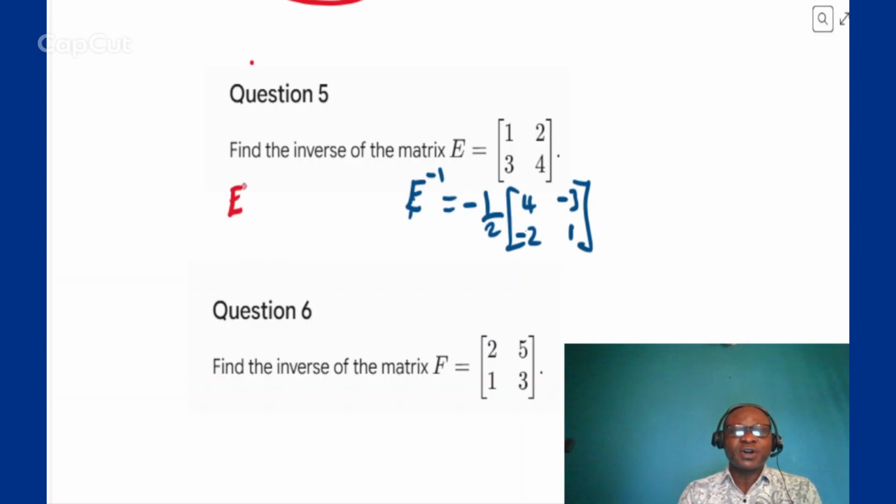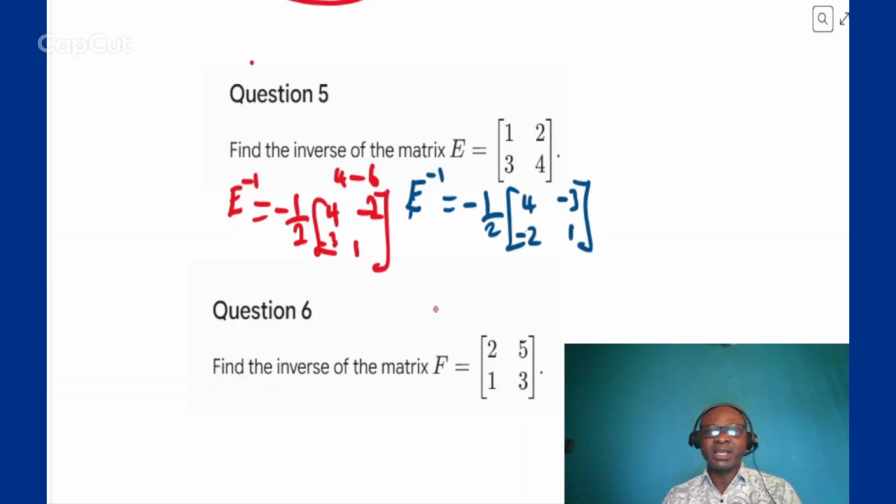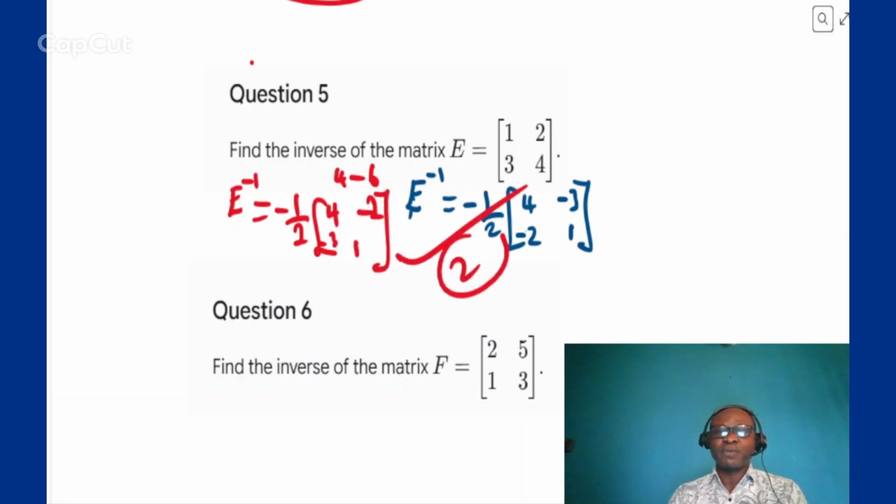The inverse of E should be first the determinant is 4 times 1, which is 4, and then 3 times 2 is going to give me 6, making it negative 2. So that means I have negative 1 over 2 into. Then we swap the leading diagonal for 1, then negative 2, negative 2, and negative 3. And that is exactly what you got. So we give you 2 marks on this. Is it okay? Yes, sir.